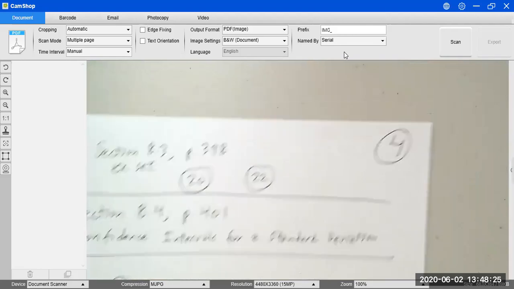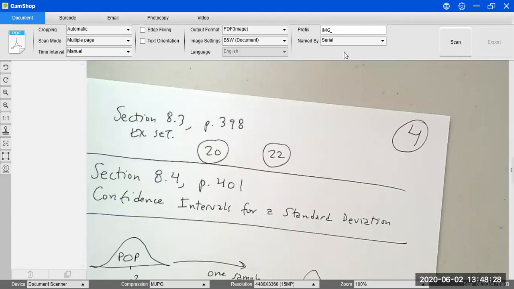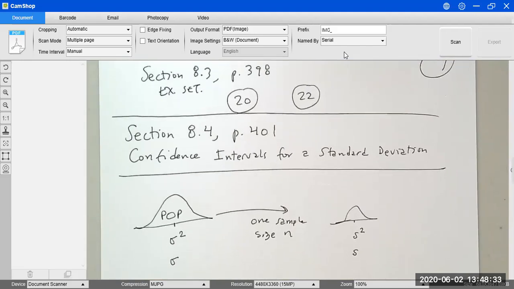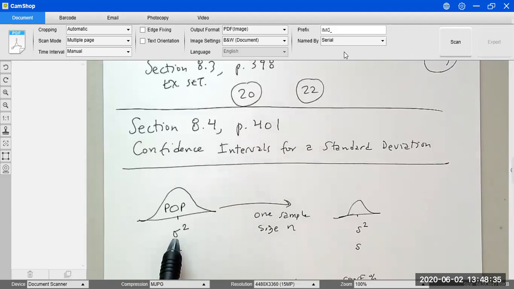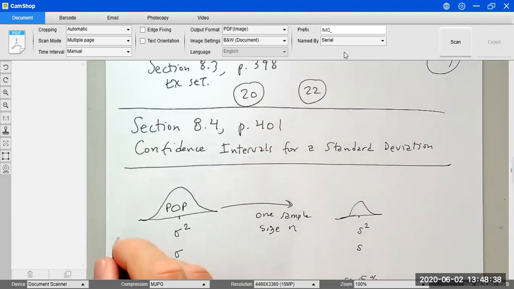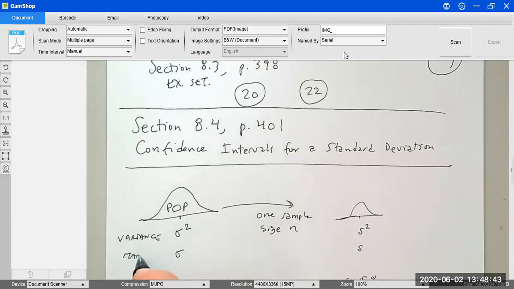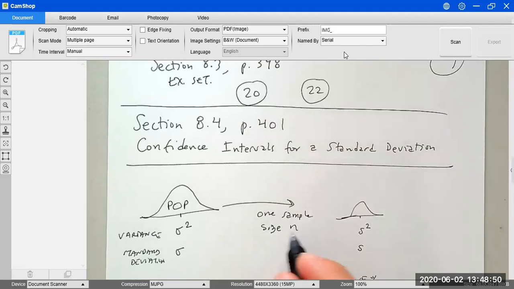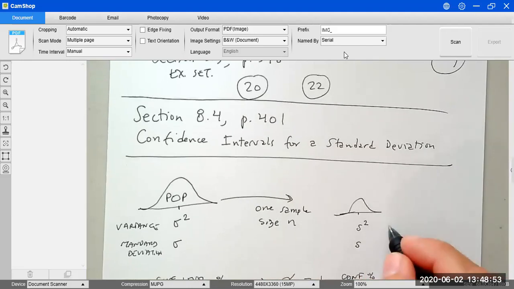So this is then our notes. For our notes, we have section 8.4. We know that we have a population with parameters sigma squared, which is the variance of the population, and sigma, which is the standard deviation of the population. And we're going to collect one sample with size n. And from that sample, we're going to compute the variance of the sample and the standard deviation of the sample.